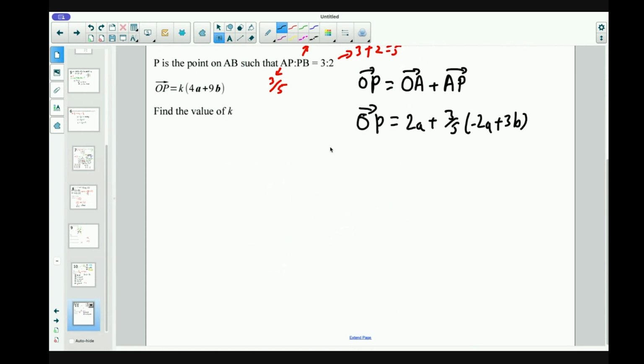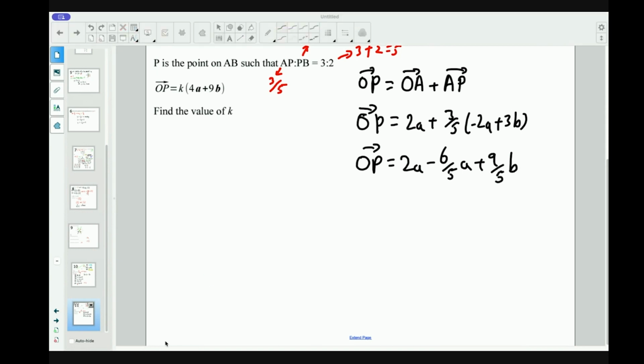From here, let's expand that negative 2A plus 3B. We'll end up with minus 6/5 A, and then 3 times 3 gives a positive 9, so we'll have 9/5 B. So 2A minus 6/5 A plus 9/5 B. Hopefully we're still keeping up over there. I know it feels like there's a lot happening, but we're just about 2 more steps away from finishing this off.